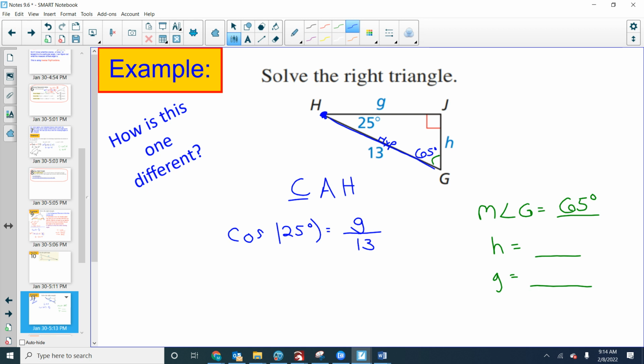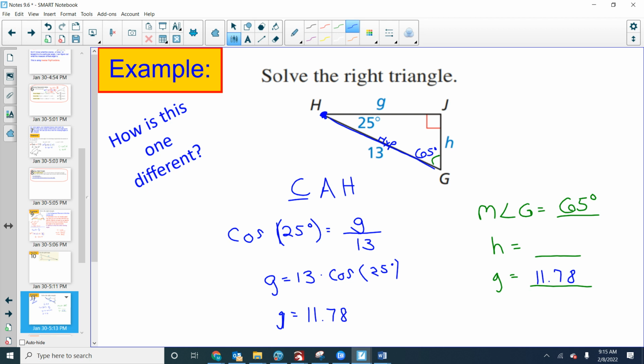I multiply by 13 on both sides. I get G equals 13 times the cosine of 25. 13 times regular cosine, not inverse, 11.78. So G is 11.78.